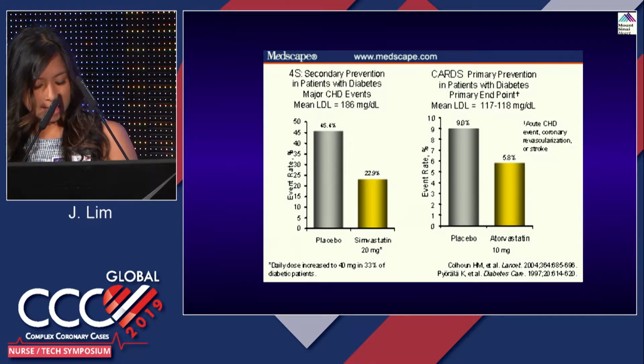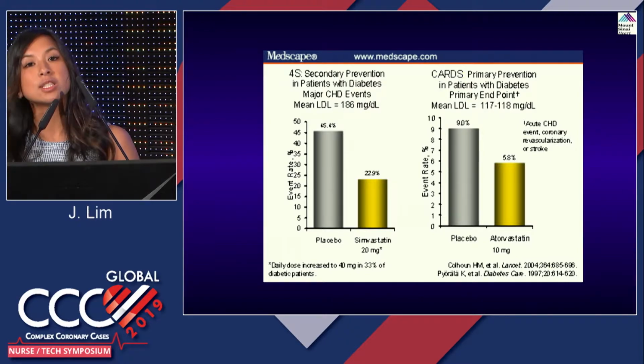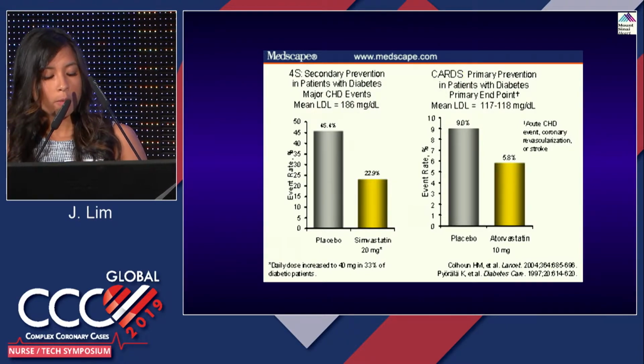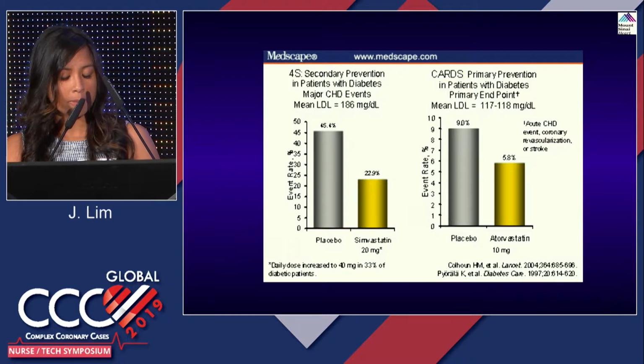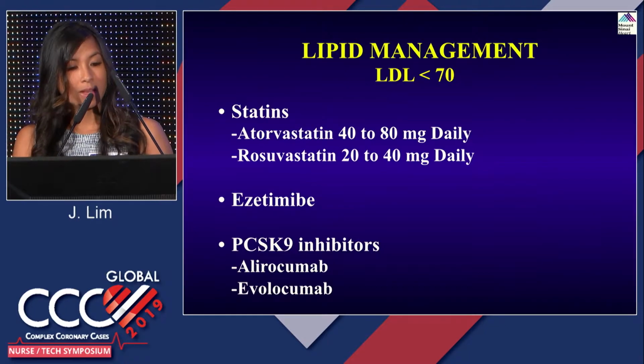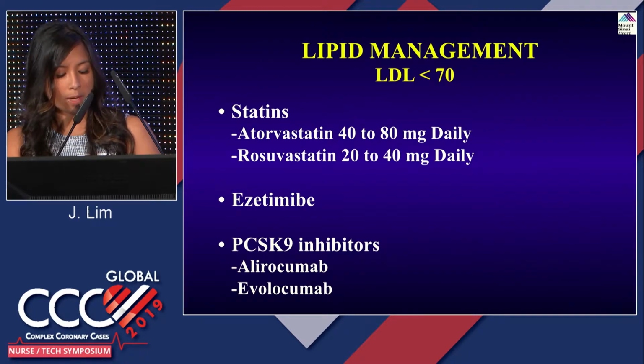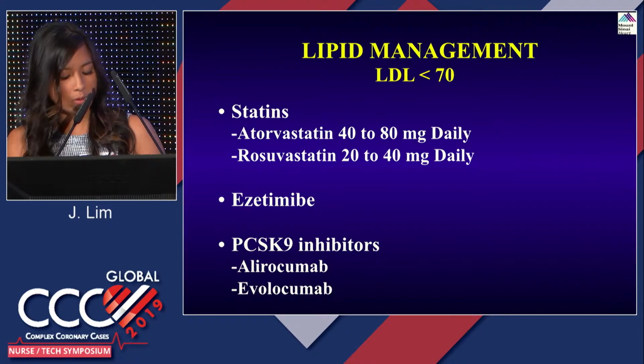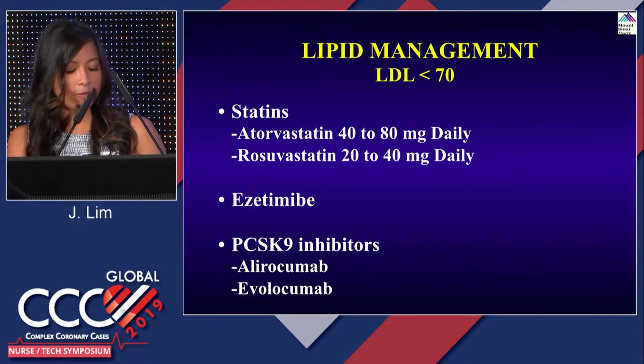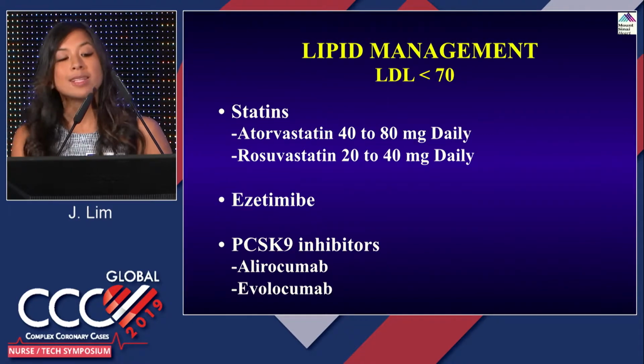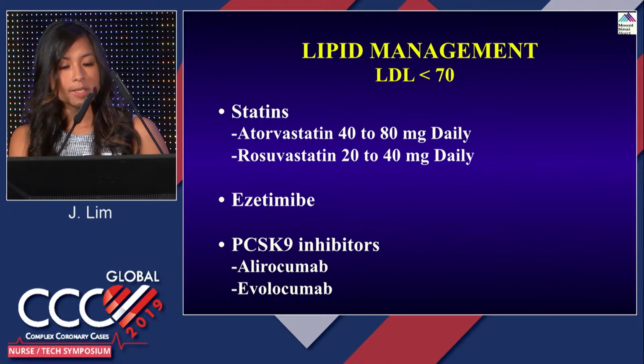And the 2018 ACC-AHA guidelines give a class 1 recommendation for moderate intensity statin therapy in patients 40 to 75 with diabetes for primary prevention. And if possible, we would like to decrease the LDL goal to below 70 or lower it by 50 to 60%. Typically, we'll start off with atorvastatin. Rosuvastatin is used for those that experience muscle aches.